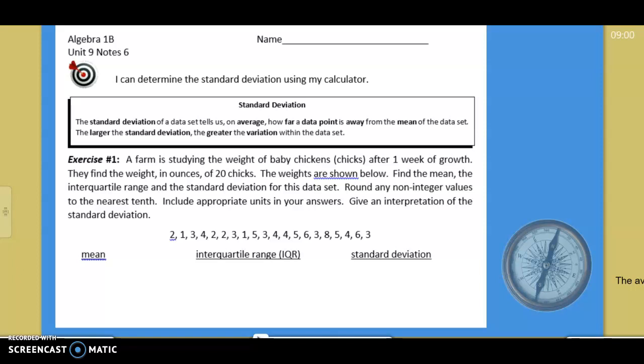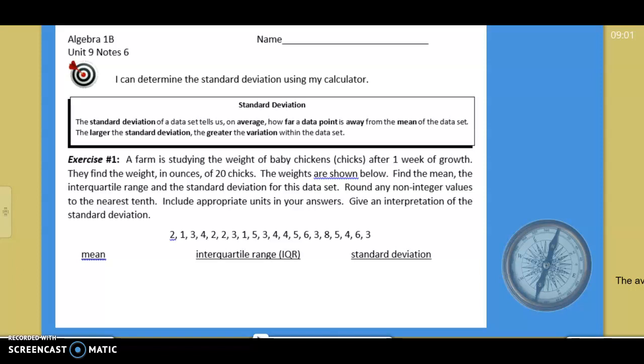We want to find the mean, the interquartile range, the difference between the lower quartile and the upper quartile, and the standard deviation. We're going to round any non-integer values to the nearest tenth, use appropriate units in our answer, and give an interpretation of the standard deviation. Whew. Sounds like a lot going on there. But with just one button, our calculator will do all of this for us. That's a pretty cool thing.